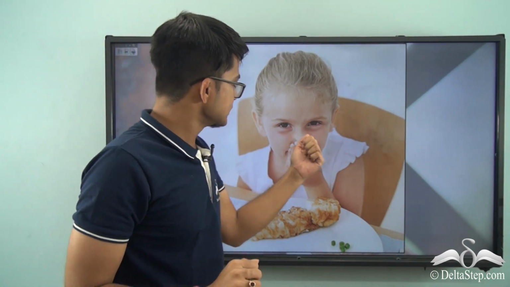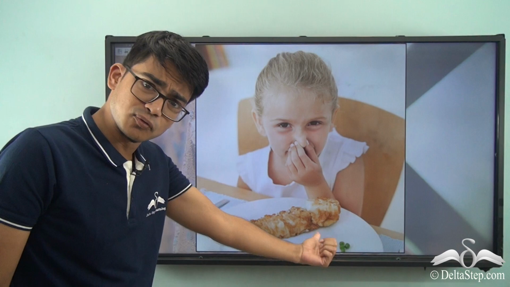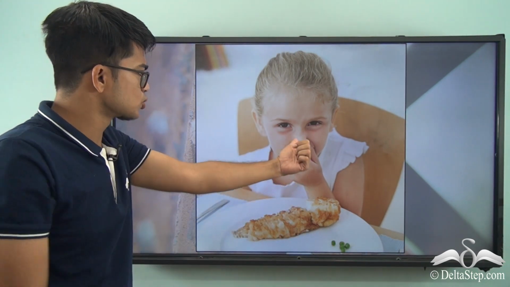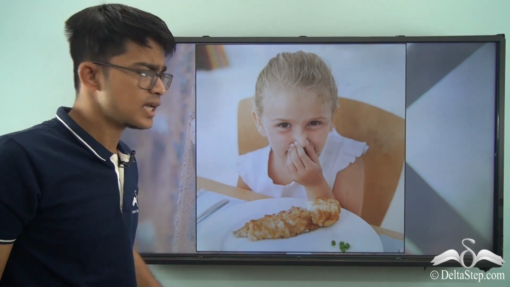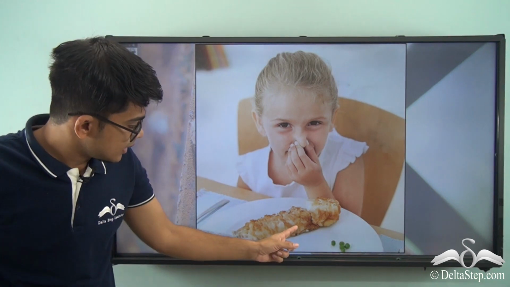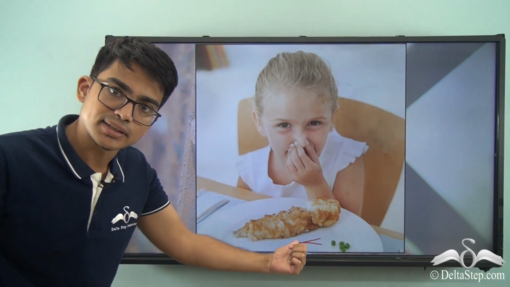Now, you can see this girl, there is a plate and there is some kind of food in front of her, and she's showing that it's smelling very bad, right? You can understand, she's pressing her nose. So, which means this food is really smelling very bad. Now, you can understand from the picture very well, it's some fatty food, it's fried, right?